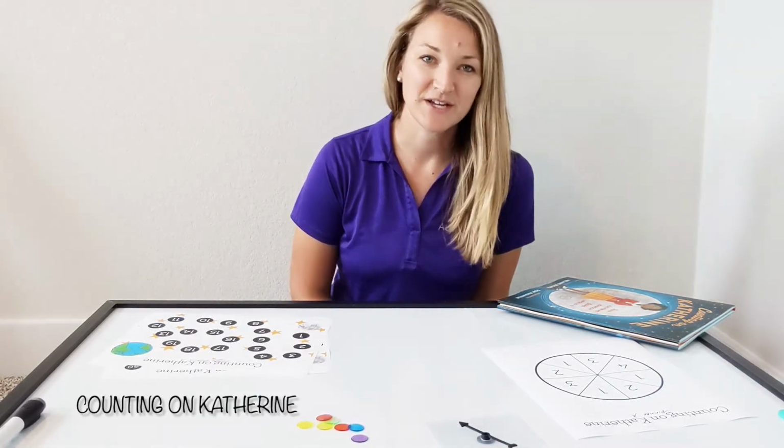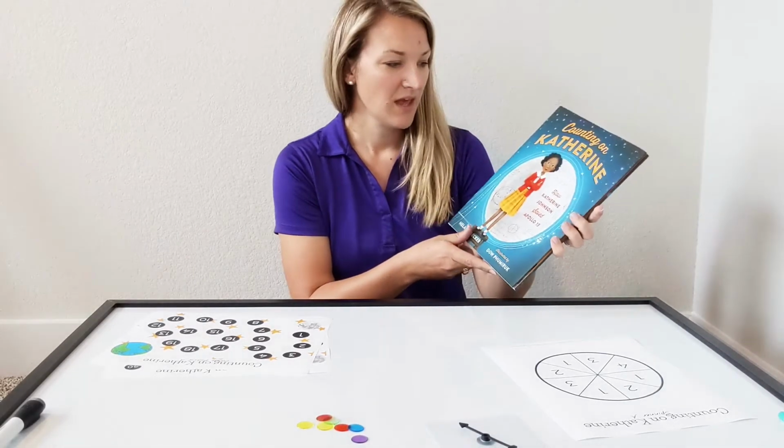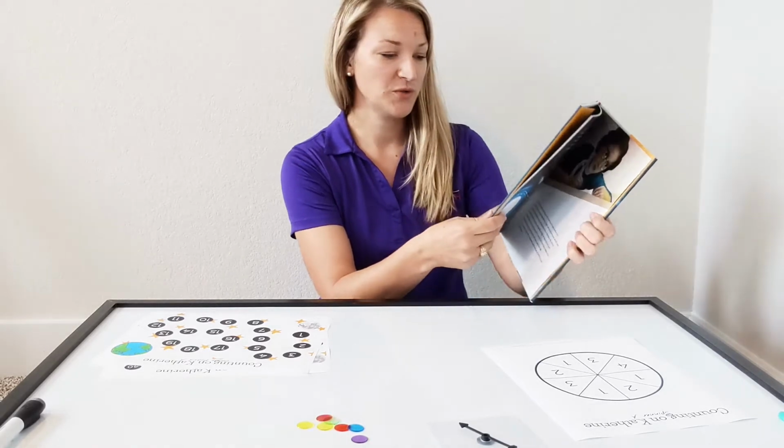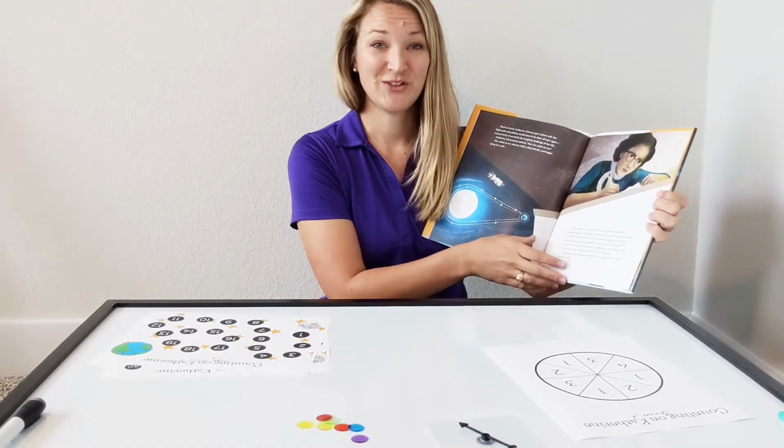Let's look at the activity Counting on Katherine. You'll begin by reading the story, Counting on Katherine, about Katherine Johnson, who did all the mathematical calculations in order to help Apollo 13 make it safely back to Earth.